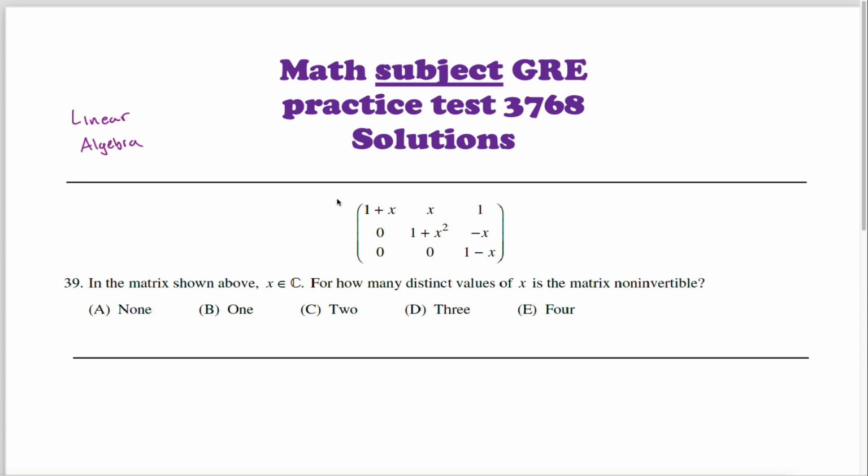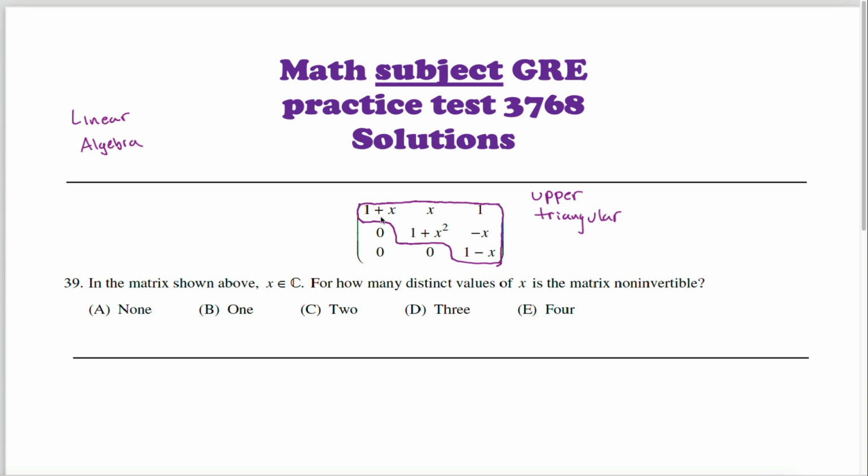Just staring at this matrix, you might recognize that it's an upper triangular matrix, and that's because all the entries below the diagonal are just zeros. So if any of the entries on the diagonal are zero, this matrix won't be invertible. I'll talk about why in just a sec. But if you come to that realization and you recognize that x are complex numbers, you might be able to just look at this and tell there's four solutions.